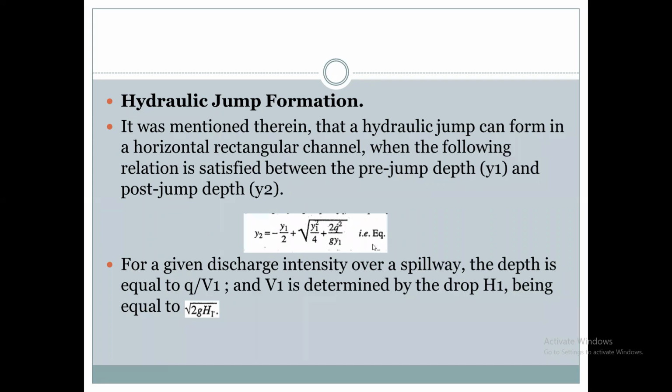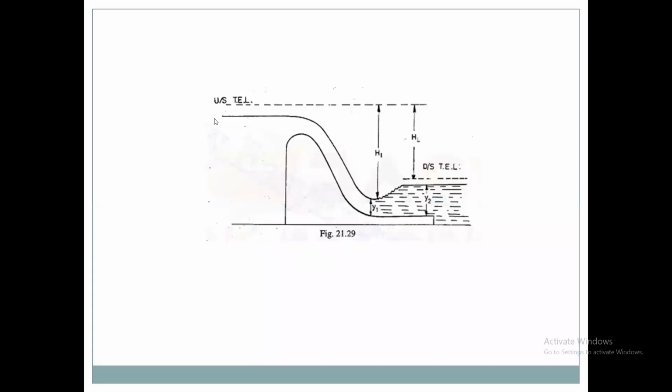The equation is given by y2 is equal to minus y1 by 2 plus root of y1 square by 4 plus 2q square by (g into y1). There is a diagram, see. The upstream of this spillway. This is H1.